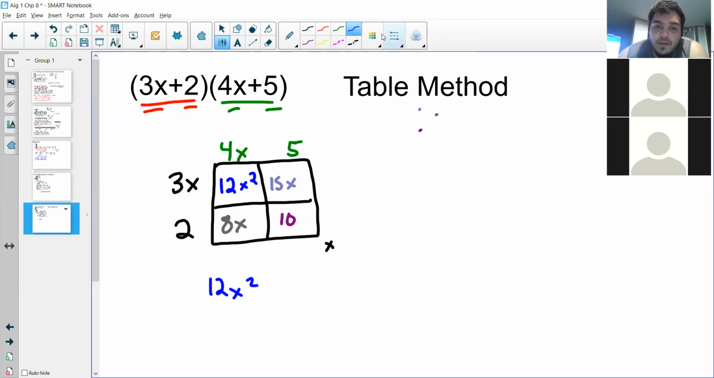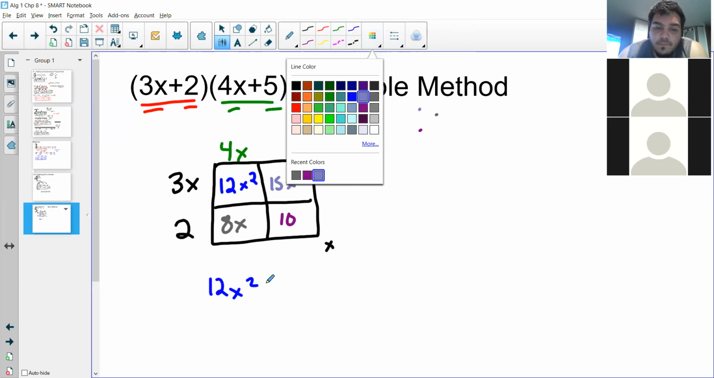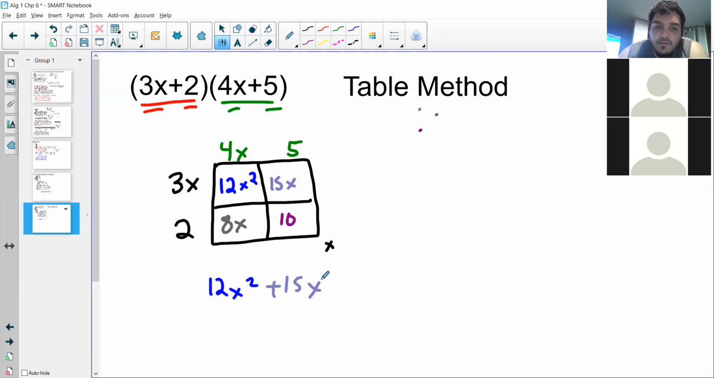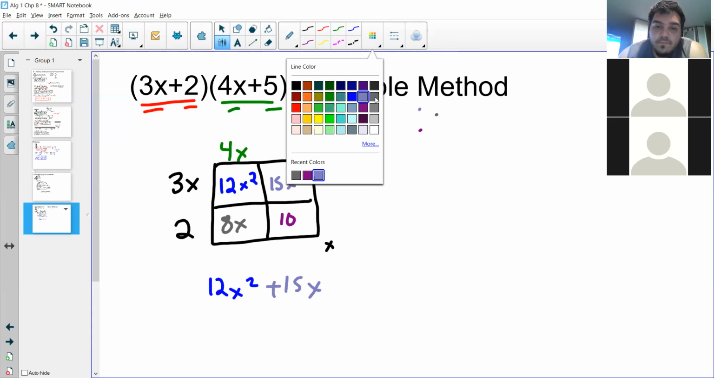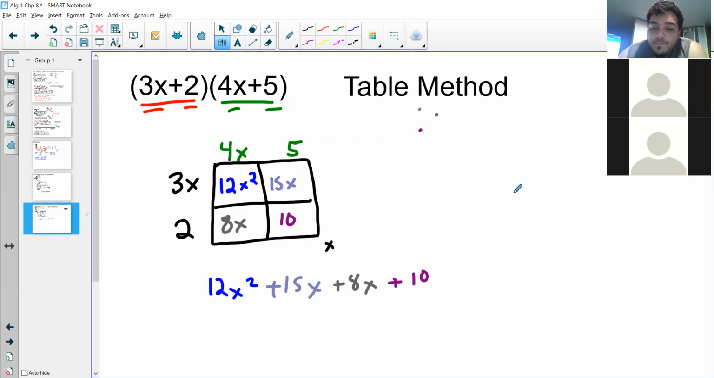So 12x squared plus 15x plus 8x plus 10. So all I did is take the numbers and put them here. And your final piece is just to combine any like terms that occur. This is unique. These two are alike. This one's unique. So we're going to combine the middle.